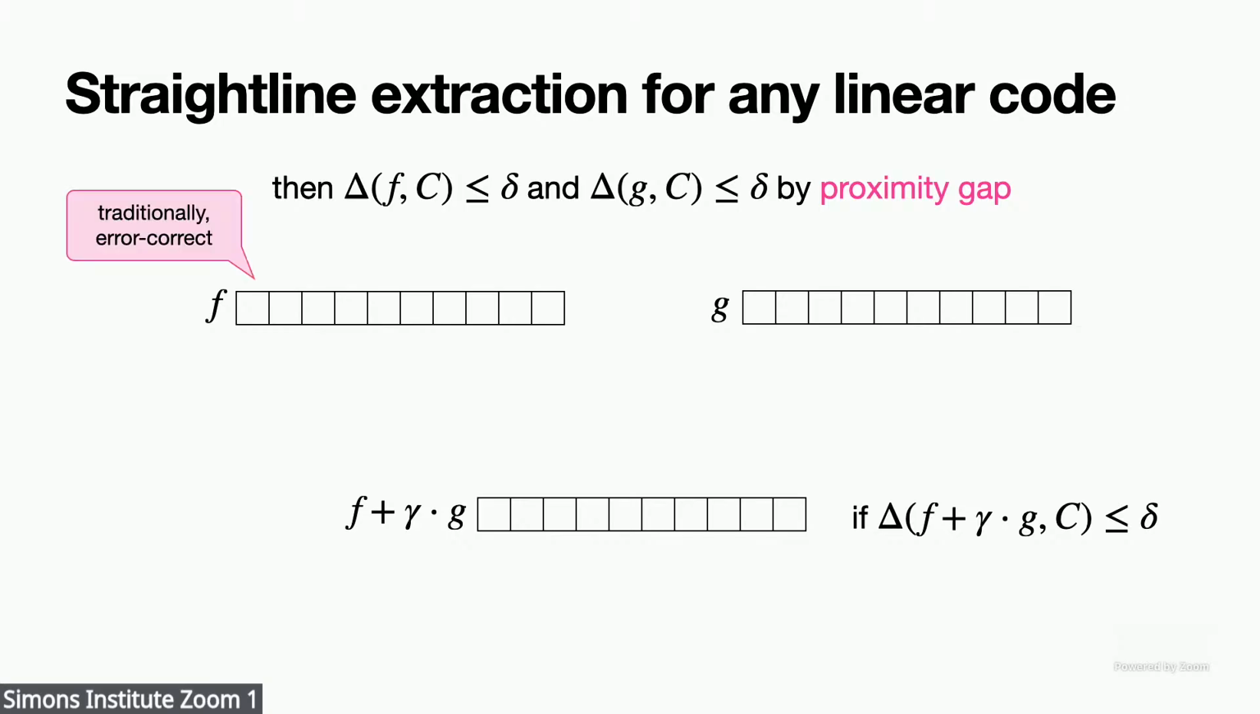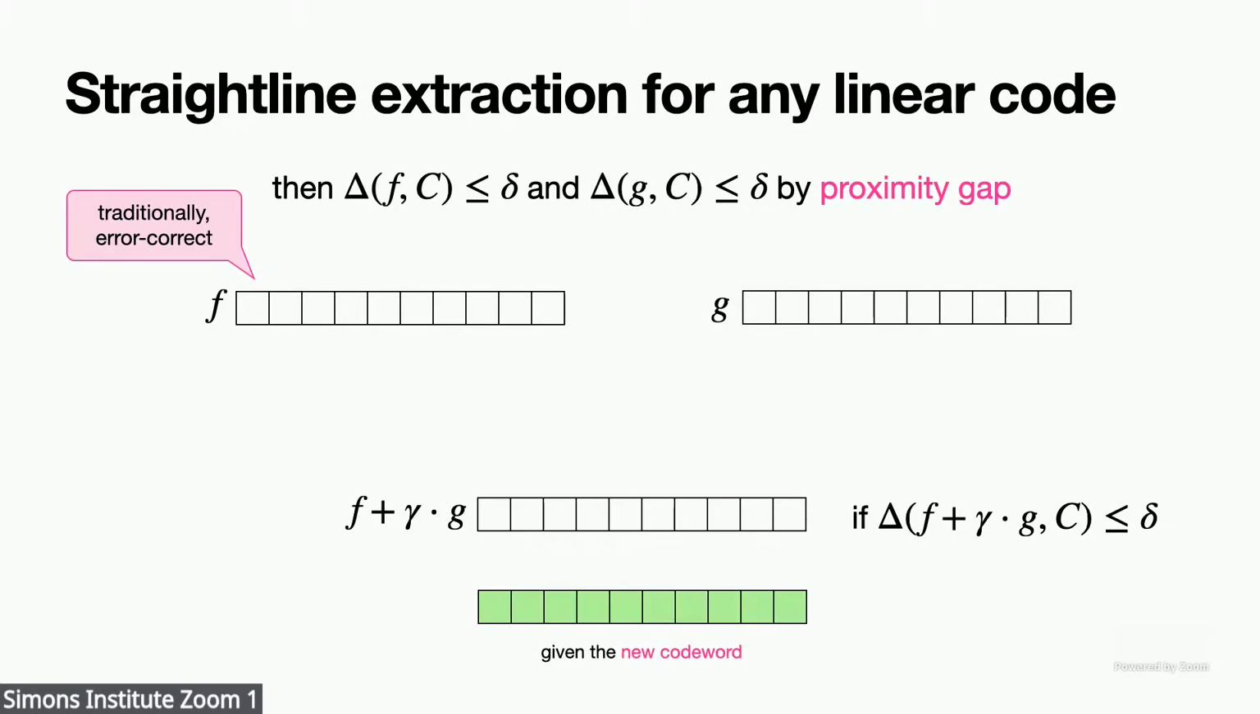Okay. And traditionally, at this point in time, what would your extractor do? Well, it knows that these inputs are close to the code. I'm just going to run the error corrector on them, and I know that by this guarantee, I'm going to get something meaningful. Okay? But if you don't have an error corrector, we need to work a little bit harder.